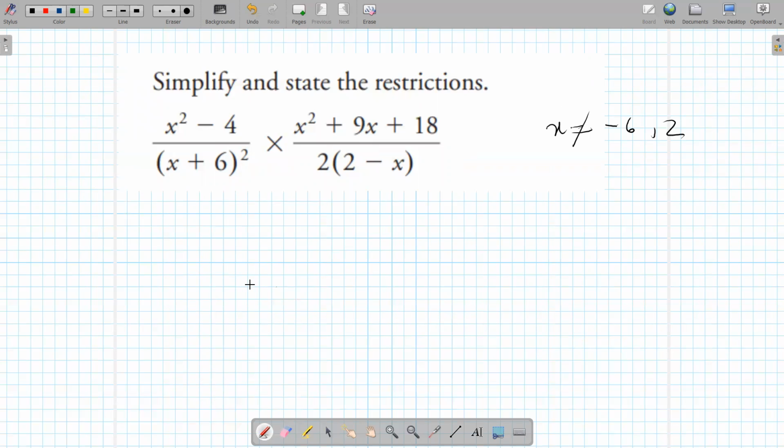But now this one's going to be a little bit trickier. How do we factor that numerator there? X squared minus 4.